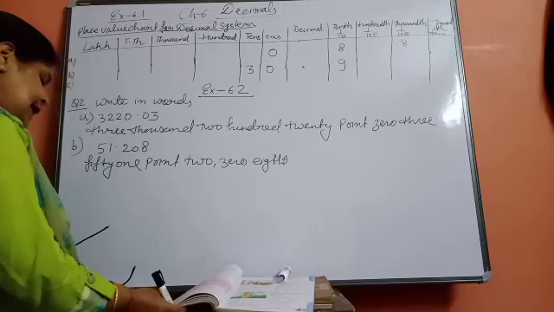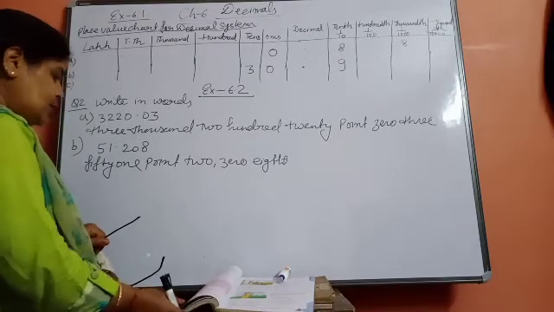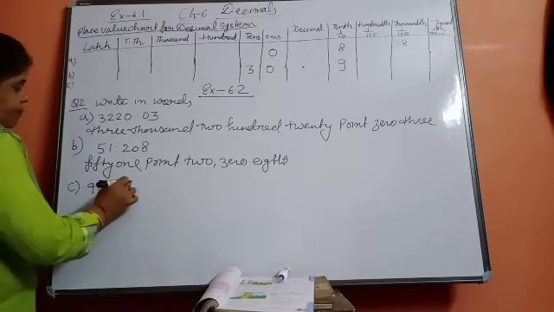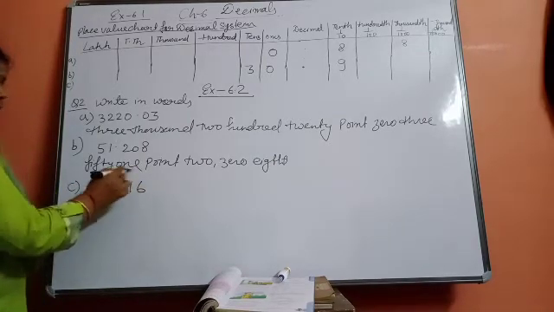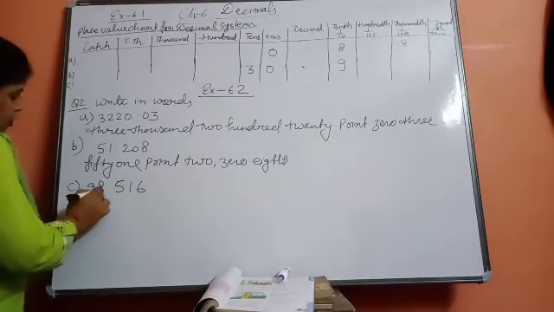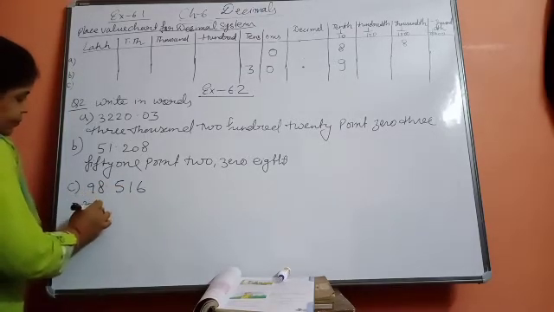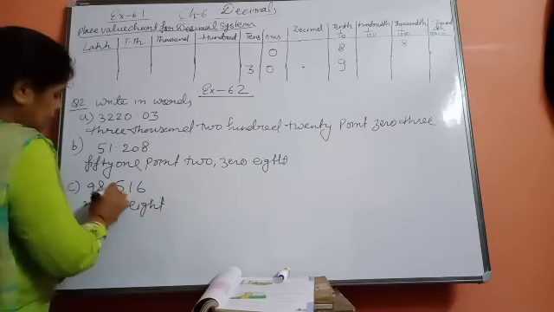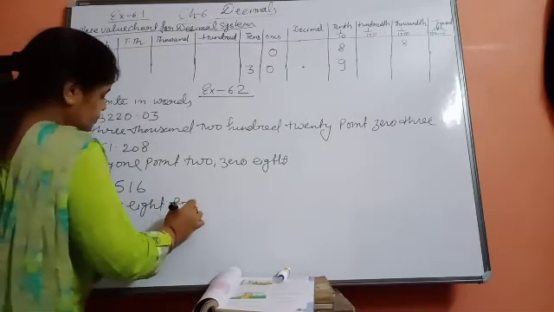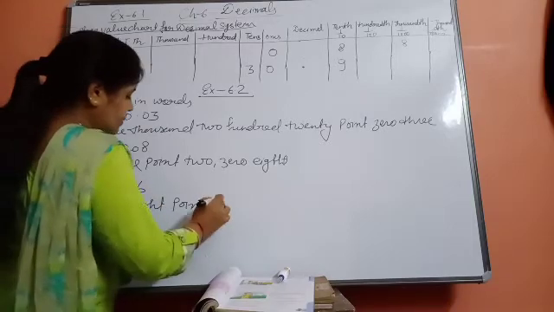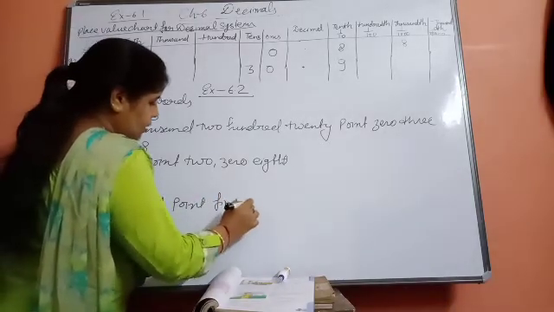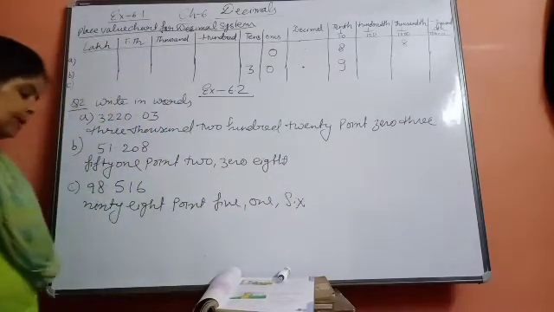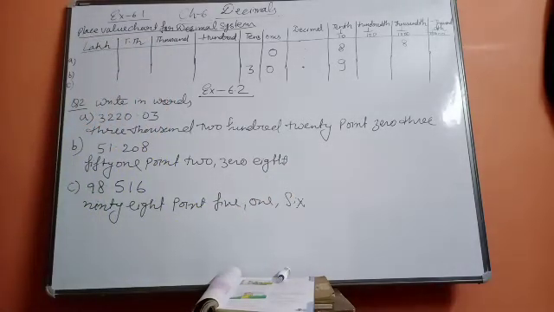Now C part, 98.516. As it is written, C part is 98.516. Many children are writing 516 together. That is wrong. How will you write? 98, then afterward point, 5, 1, 6. In this way you will write. The rest of the part of this question you will do yourself.